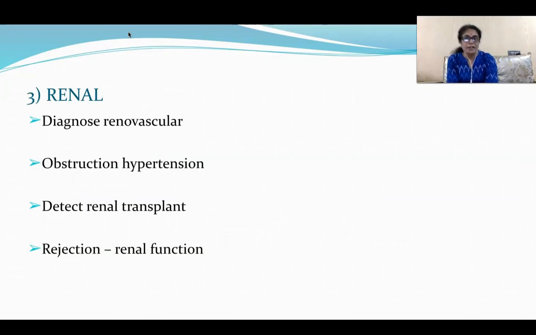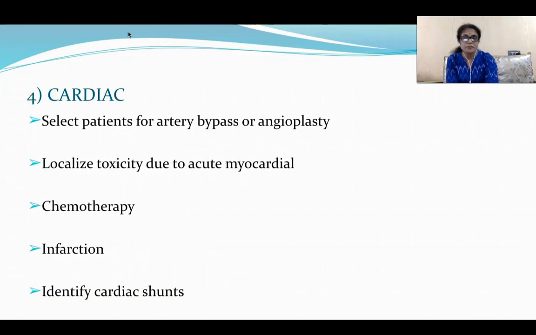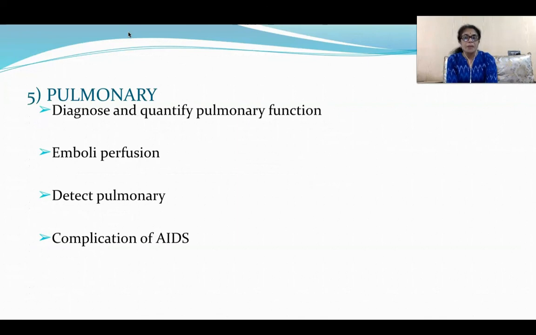In renal, we can diagnose renovascular problems, obstruction, hypertension, detect renal transplant rejection and evaluate renal function. In cardiac, we can select patients for artery bypass or angioplasty, localize acute myocardial infarction, identify cardiac shunts, and detect toxicity due to chemotherapy. In pulmonary, we can diagnose and quantify pulmonary functions, emboli, perfusion, detect pulmonary diseases and complications of AIDS.